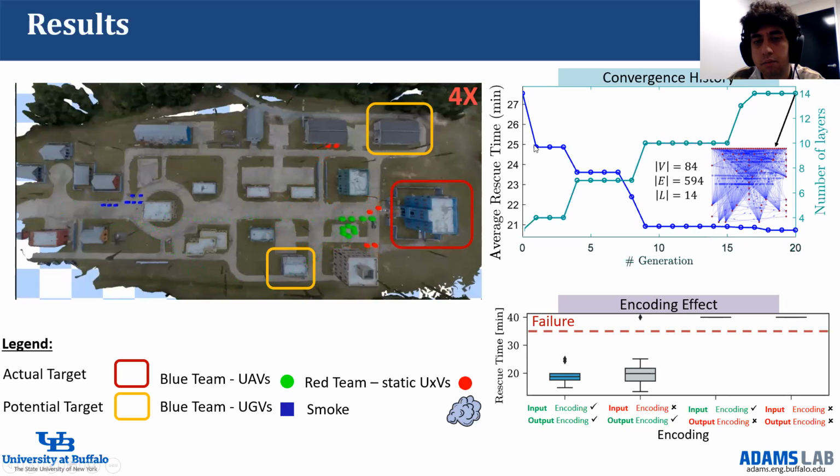And the results also show that the optimization really helps. The average rescue time decreases, and the network also becomes much more complex. The number of layers increased from 4 to 14, and the number of parameters, which is the number of edges, and the number of nodes increased so much, which is a very hard thing to train using neuroevolution.